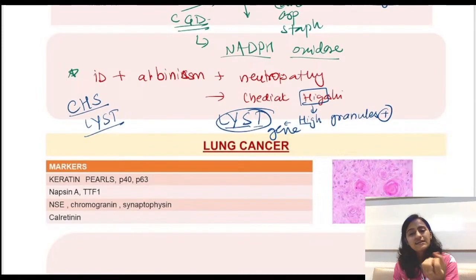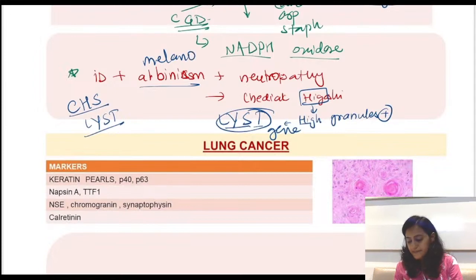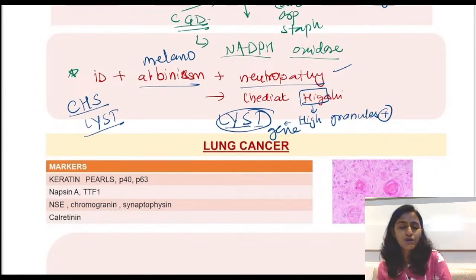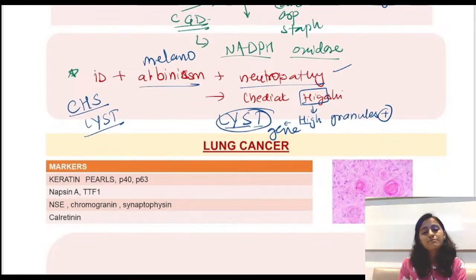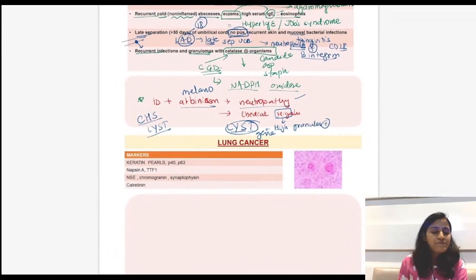So all the cells which have granules are affected. Melanocytes are affected. The nerve cells are affected. So that is what you will see in Chediak-Higashi. Very, very important: the LYST defect.